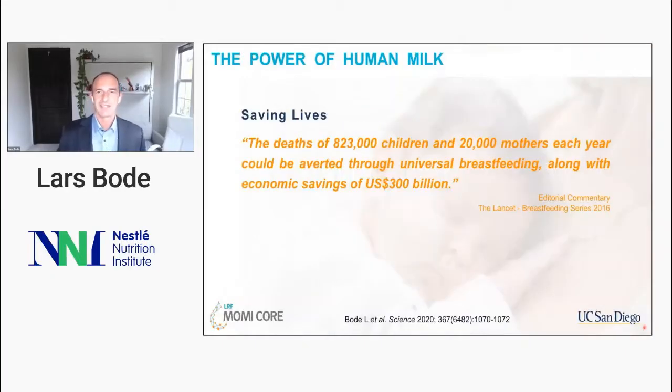To start off the presentation, let's take this statement from the 2016 Lancet breastfeeding series, where it says that the death of 823,000 children and 20,000 mothers each year could be averted through universal breastfeeding, along with economic savings of $300 billion US. And really, we are asking the question, why is that? What is in human milk that saves lives? And how does this all work?